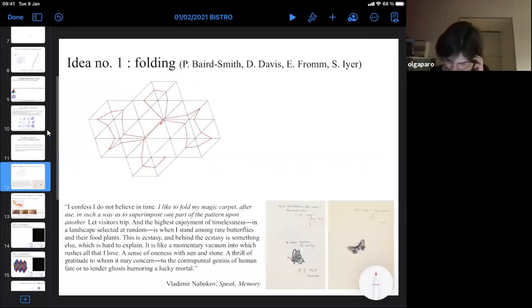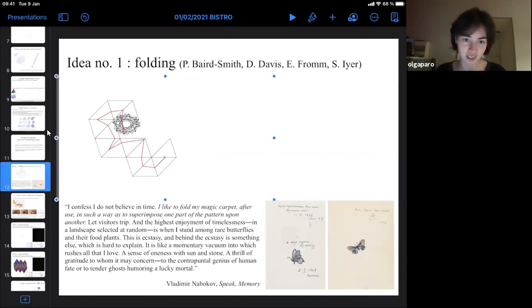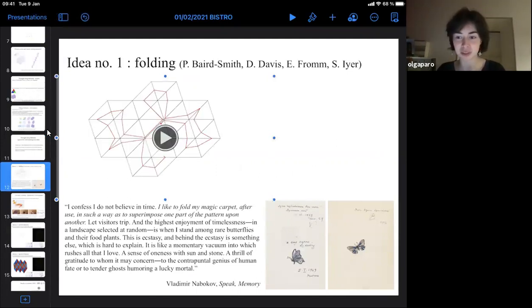So the first one works like that. If you take a tiling billiard trajectory, you just fold along the trajectory. And of course, the segments fold one onto another, just because that's how we define the dynamics. So it's a very clear idea. Anybody who has observed butterflies noticed it. Nabokov also noticed it and was very precise about this feeling, as he is about anything. He says, I like to fold my magic carpet after use in such a way as to superimpose one part of the pattern upon another.